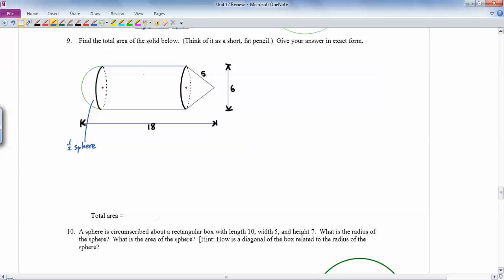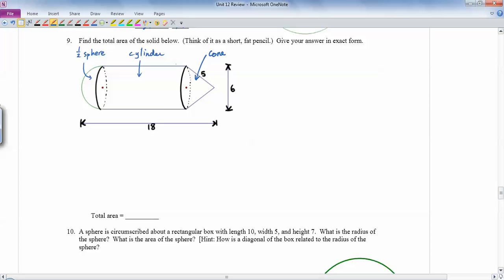And this guy, here, I'll put this on top actually. So this right here is half a sphere. This right here is a cylinder. And this is a cone. Cone. Okay.